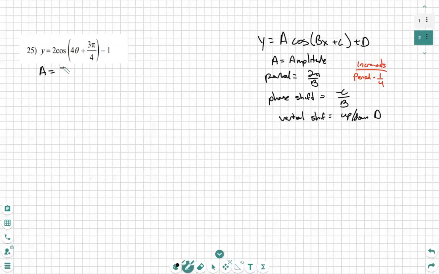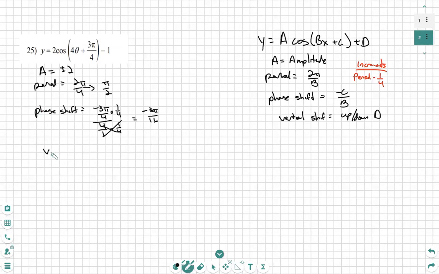My amplitude is plus minus 2. My period is 2 pi over 4, which simplifies to pi over 2. My phase shift is negative 3 pi over 4 over 4. Make sure we put 4 over 1 on the denominator, multiply the top and bottom by the reciprocal. The bottom will cancel. The top will become negative 3 pi over 16.